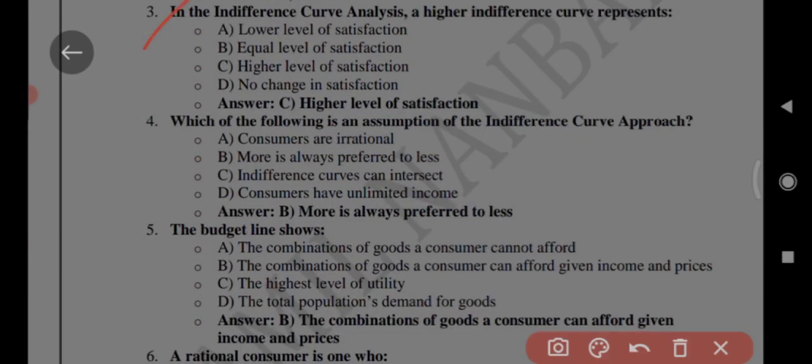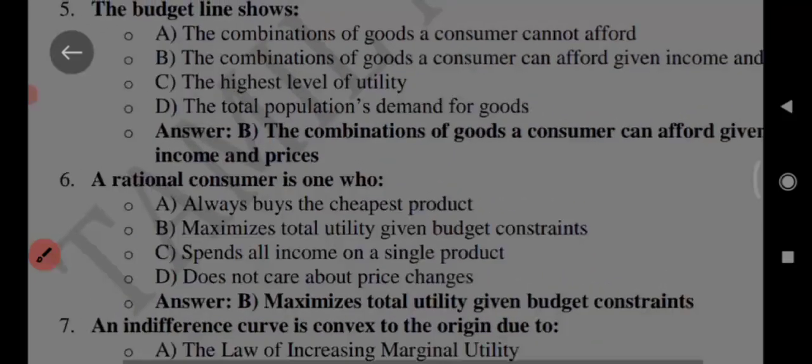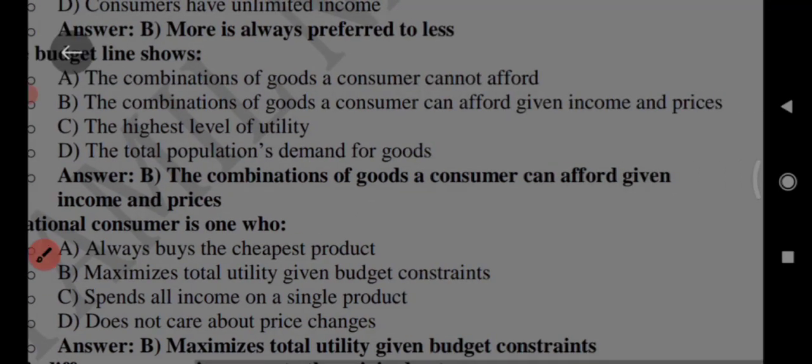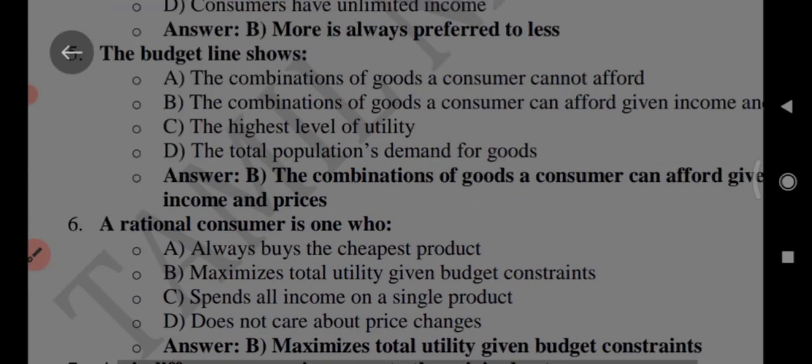In the indifference curve analysis, a higher indifference curve represents option C, a higher level of satisfaction. Which of the following is an assumption of the indifference curve approach? Option B, more is always preferred to less. The budget line shows option B, combinations of goods a consumer can afford given income and prices.